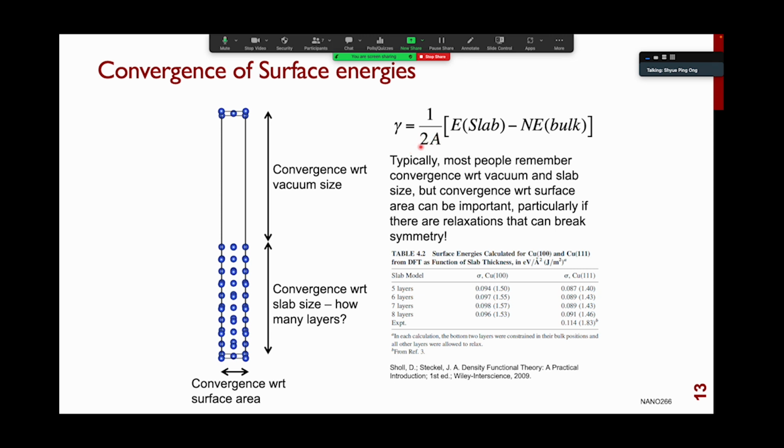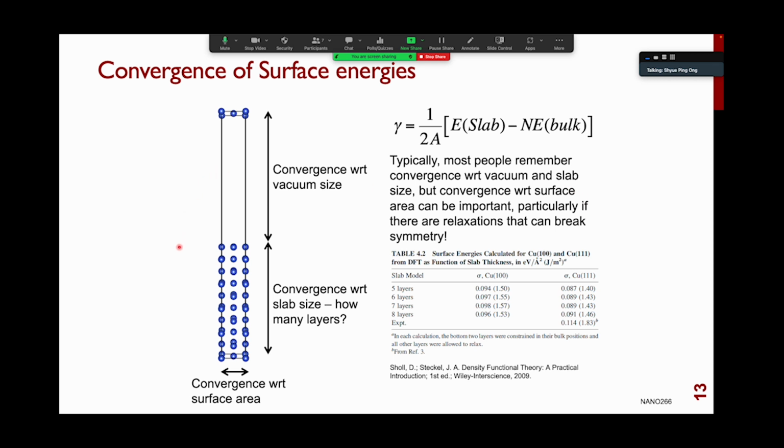And you have this factor of 2. You must remember that whenever you create a slab, typically you always have 2 surfaces being created. What you want is the energy of 1 surface. So this factor of 2 accounts for the fact that you have 2 surfaces.